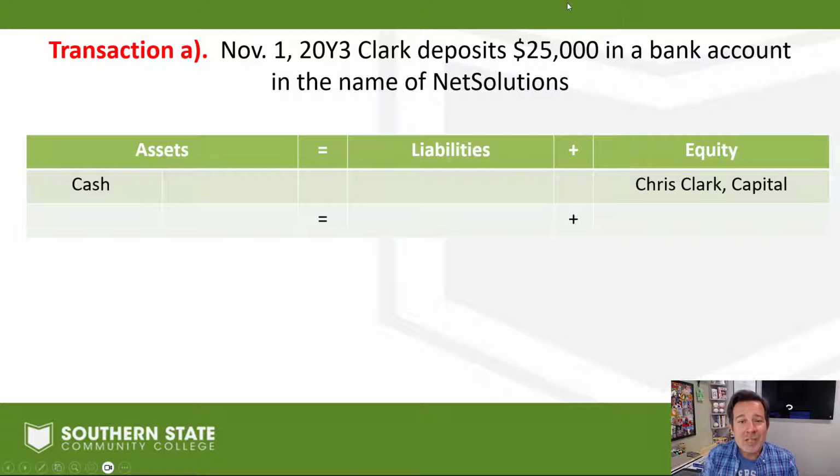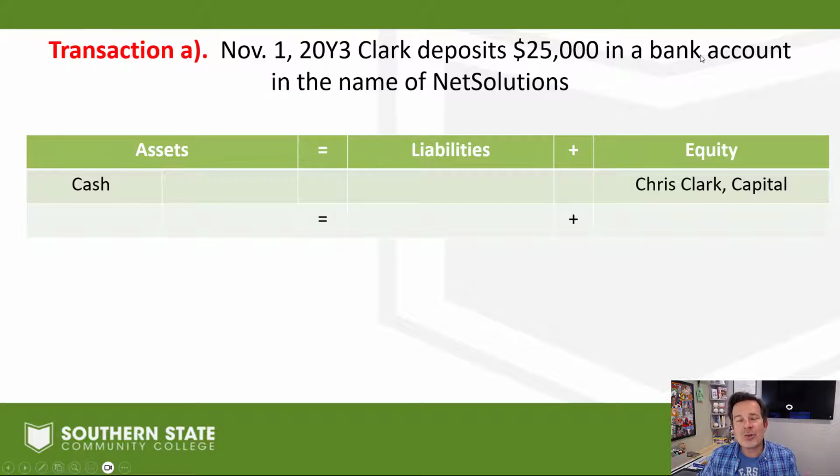Remember our business entity assumption that the business is a separate thing from the owners? Here we go. This is that played out in real life right here. Clark is putting his own money into the business, a separate thing. His personal monies, business monies are separate. Business is its own thing. So $25,000 going into the bank account for Net Solutions.